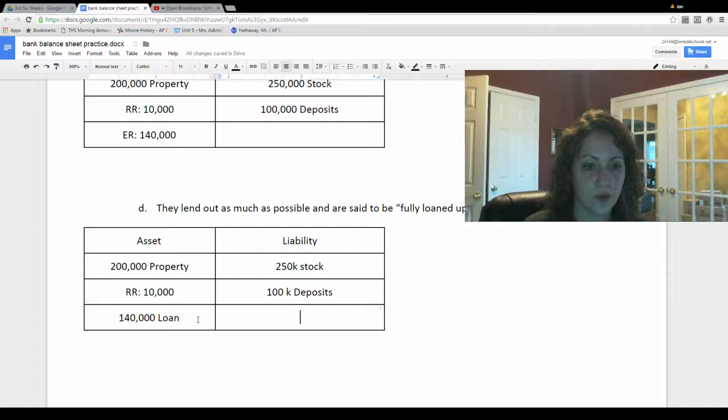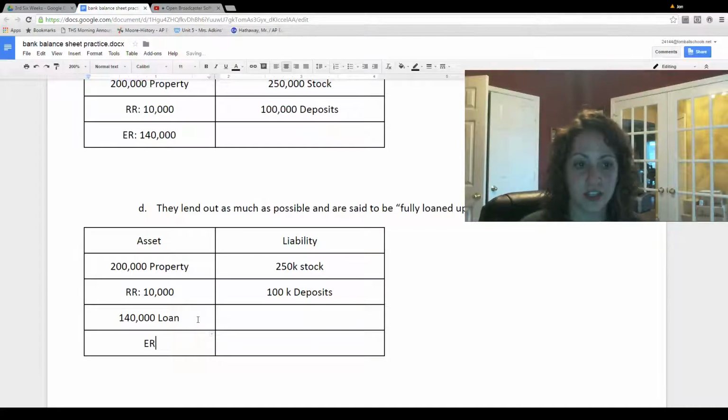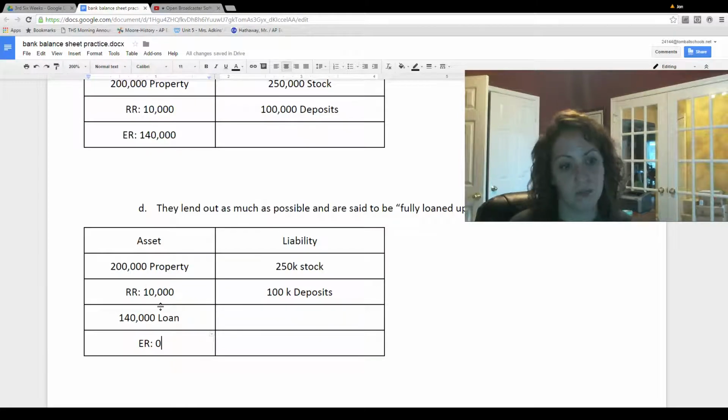And so they loaned up everything, which means our excess reserves is zero. There's nothing in excess. We loaned it all out. And still we have $350,000 on the liability side. If we add up 200 plus 10 plus 140 plus 0, you're still going to get 350. So we're good and we're balanced. So let's keep on going.